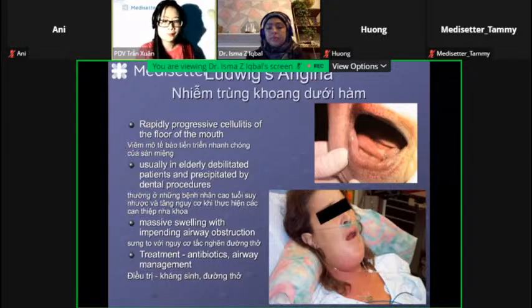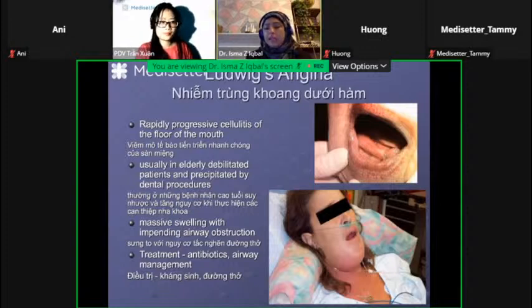It is because of cellulitis of the floor of the mouth, so the area underneath the tongue.